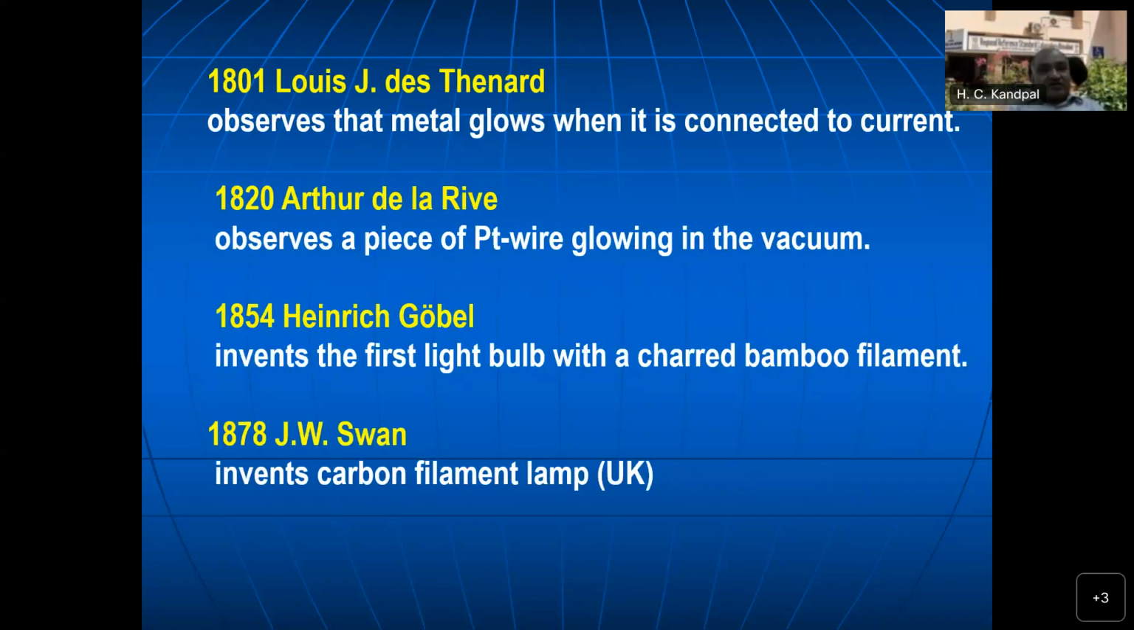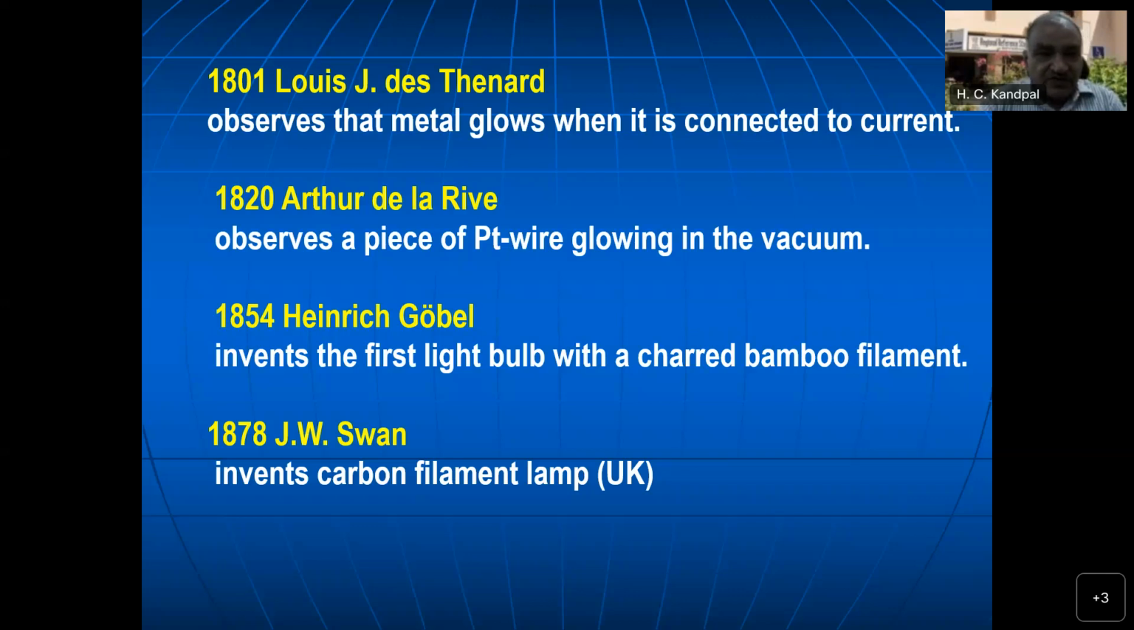Now, in 1801, Louis J. Thenard observed that light is produced when metal is heated, the glowing of metal produces light. These are the various chronology of the developments that have taken place. In 1820, Arthur De la Rive observed a piece of platinum wire glowing in vacuum. So that must be the first step towards making the incandescent lamps in the form of tungsten lamp, which we still love to have in our houses because of many properties of that light. But since it is not a very efficient light as compared to LED, the fate is that they are diminishing from our life. But anyway, this would have been the first step towards making the vacuum bulb, the tungsten light.